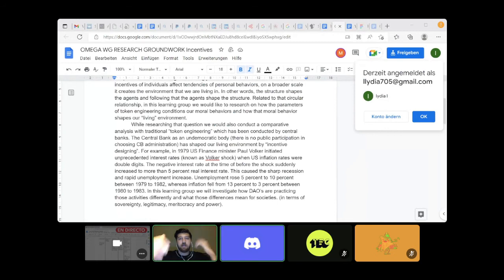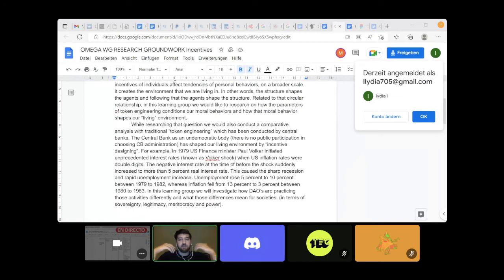I gave the example of the central bank in 1979 under Paul Volcker, famously known as the Volcker shock. They initiated very high interest rates, and the U.S. economy was affected by it because of the incentives they were shaping. So here we can discuss how token engineering parameters shape incentives, and we can make comparative arguments about how the traditional token engineering entity, which in general is central banks, does it, and how DAOs do it. What is the difference between them?